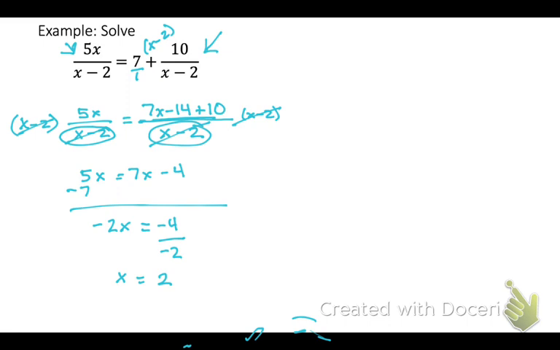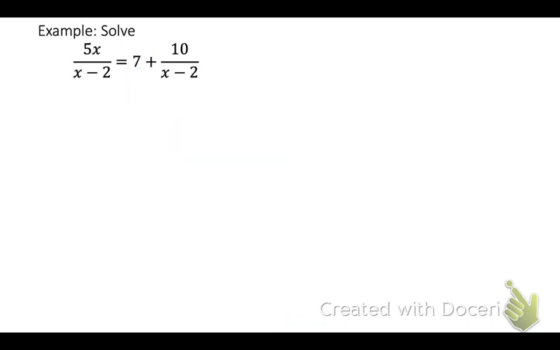Did that help a little bit? That's all you're doing. But I've got more. There's another one. x plus 6 over x minus 3 equals 2x over x minus 3. I'll let you try this one on your own.